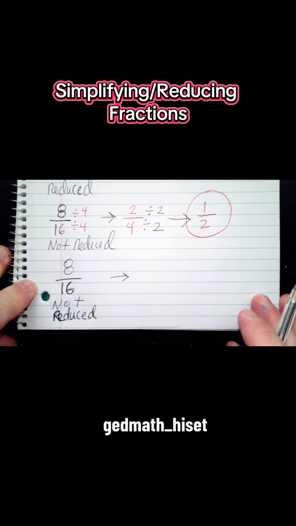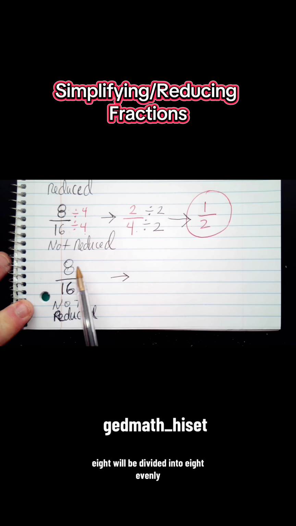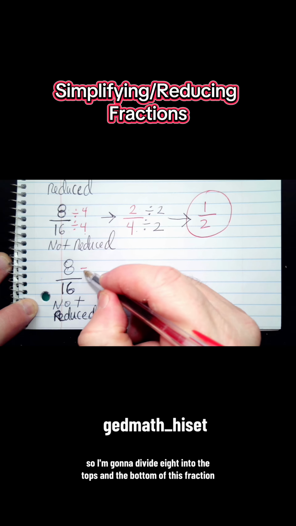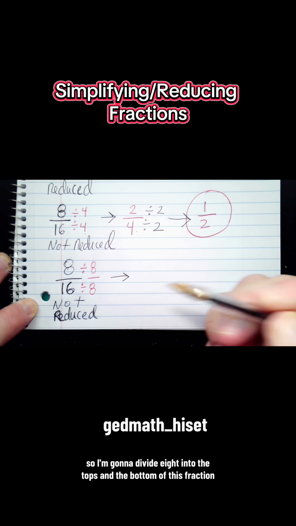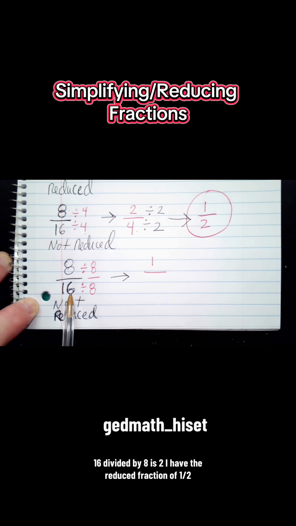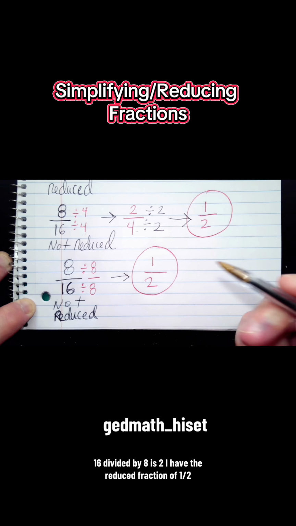And finally, 8 over 16. Now I'm going to pretend, hey, I have a more advanced understanding of the multiplication tables, multiplying and dividing. So I know 8 would be divided into 8 evenly. And I know there's a number times 8 that gives me 16. So I'm going to divide the top and the bottom of this fraction by 8. 8 divided by 8 is 1. 16 divided by 8 is 2. I have the reduced fraction of 1/2.